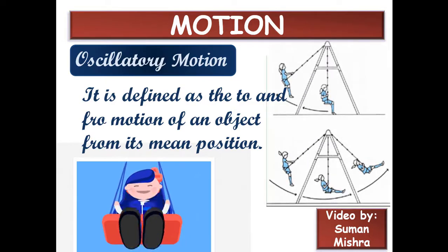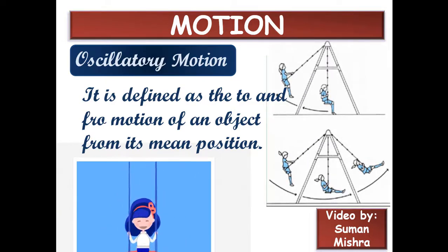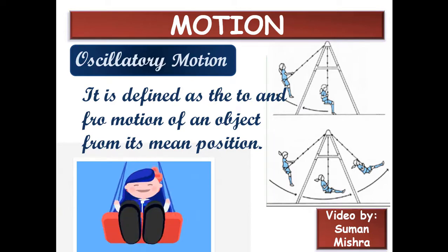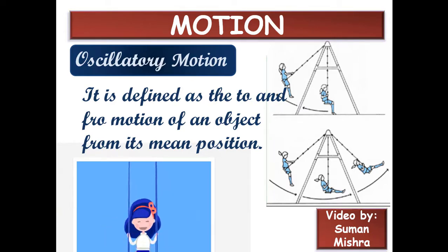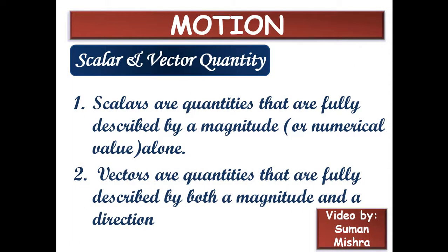Let us consider this sidewise. Initially the girl was at the center point, that is known as its mean point. Then the girl has applied force on the ground, so it went back and then again front. So this back and front motion or to and fro motion is only called oscillatory motion. So here we have defined three different types of motion. Now let us see what is a scalar or a vector quantity.